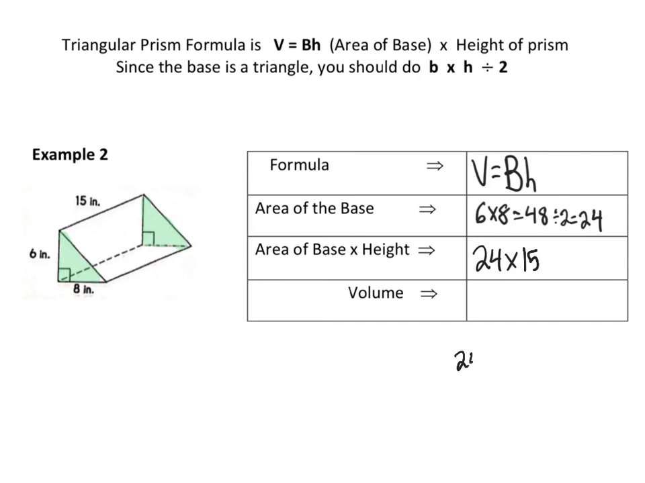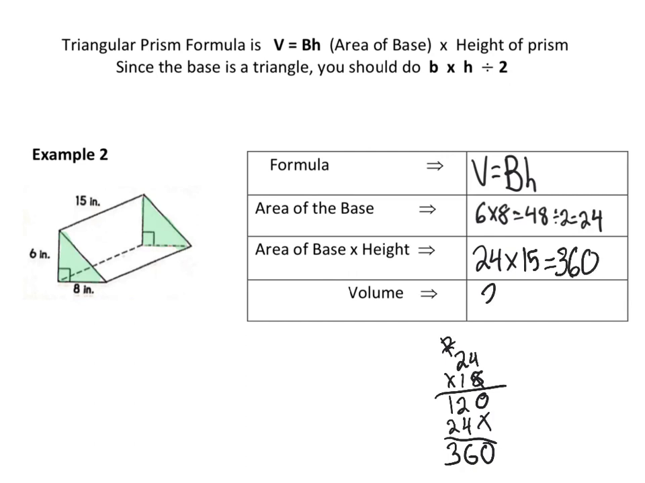So we need to multiply that out. 5 times 4 is 20, carry the 2. 5 times 2 is 10, plus 2 is 12. X for place value. 1 times 4 is 4, and 1 times 2 is 2. We add it up. We get 360.